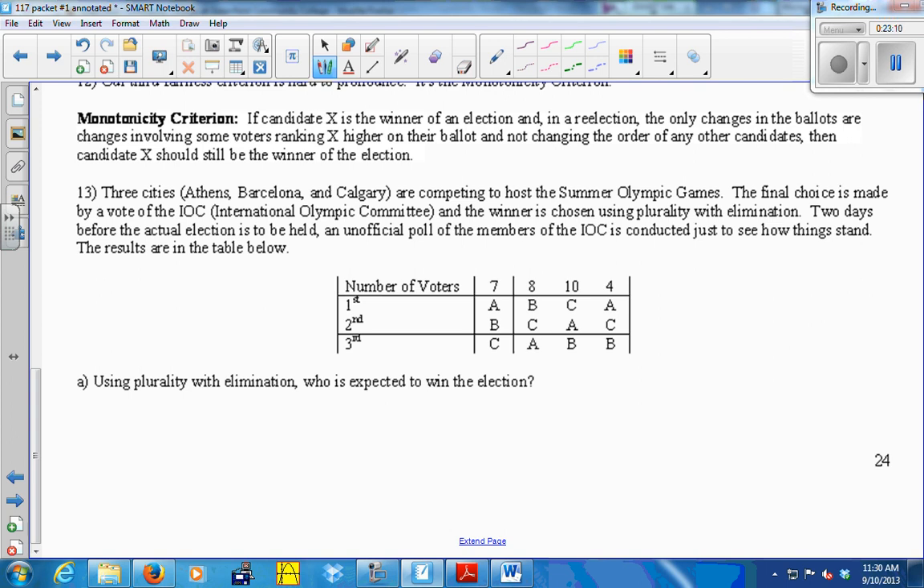So 2 days before the actual official election is to be held, they have an unofficial poll just to kind of see how things stand. And these are the results in this preference schedule. So we want to use plurality with elimination to see who's expected to win.